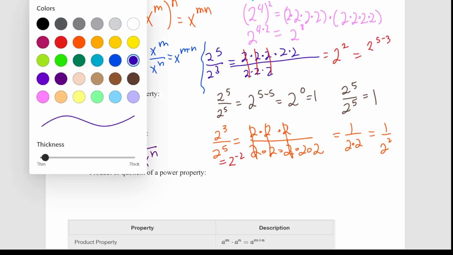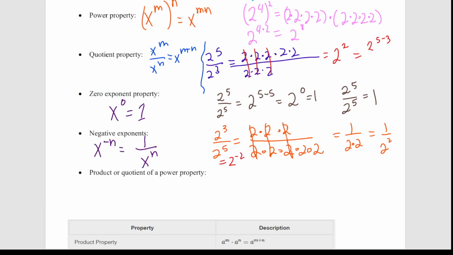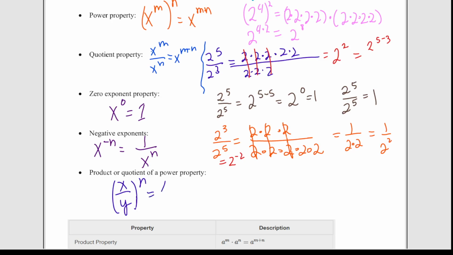If I have a product or quotient with the power property, if I had something like x over y to the n, that would be the same thing as x to the n over y to the n, and similarly xy to the n is equal to x to the n y to the n. So we're distributing that out.